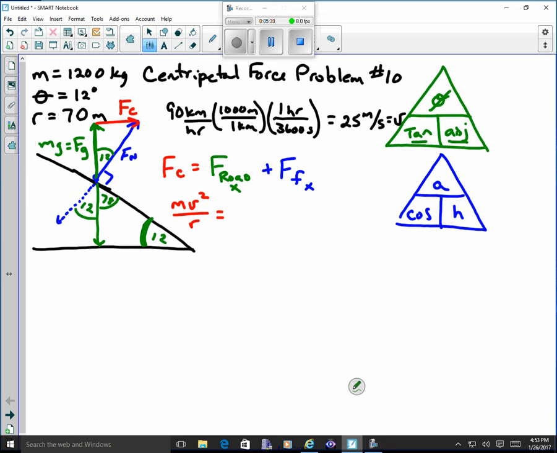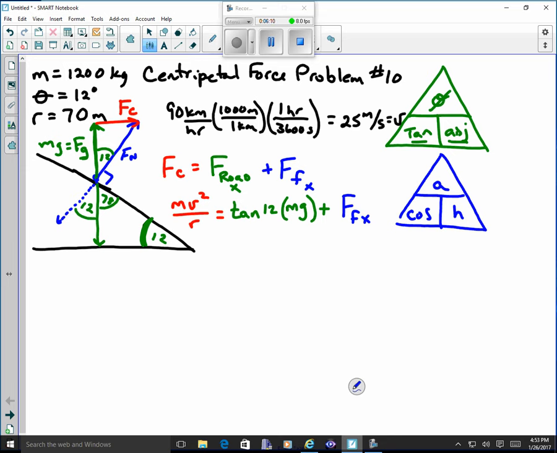So for the road in the x direction, I'm going to put in the tangent of 12 degrees times the adjacent side. Well, the adjacent side is this FG over here, so I'm going to put in mg, the weight the road has to push against. And then all of that has to equal the friction force in the x direction. So let's figure out what the friction force is in the x direction by plugging in some numbers.